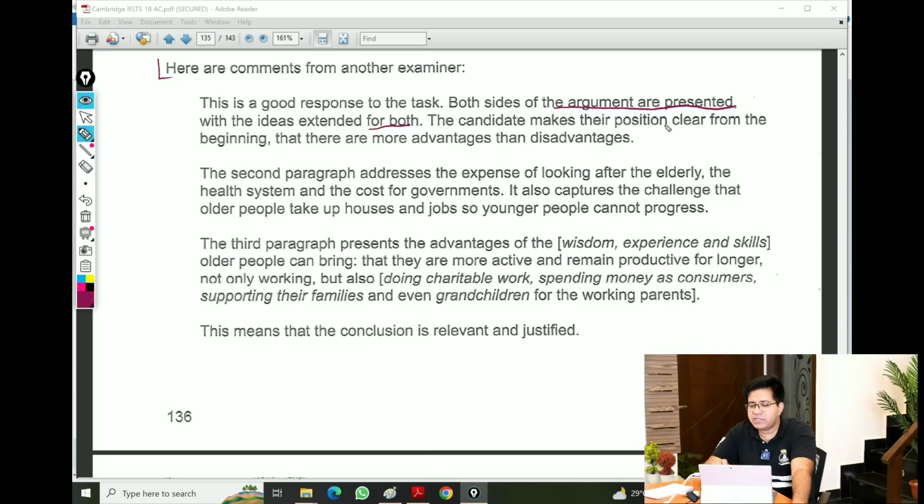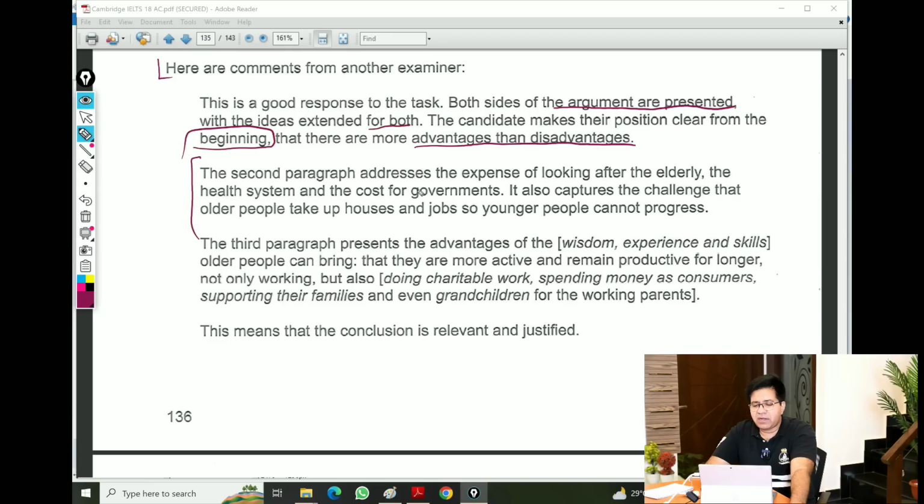The candidate makes their position clear from the beginning. In the beginning, the first paragraph made the position clear that there are more advantages than disadvantages. So it's a good idea. In the introduction, you need to give your opinion that advantages are more or disadvantages are more.